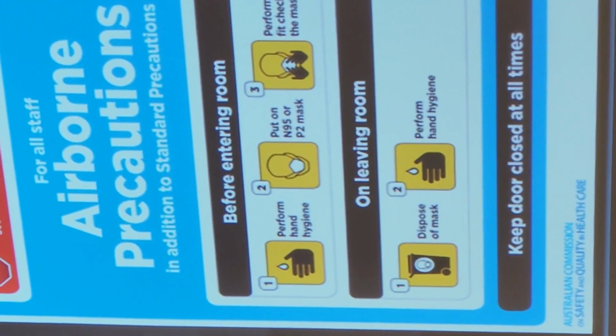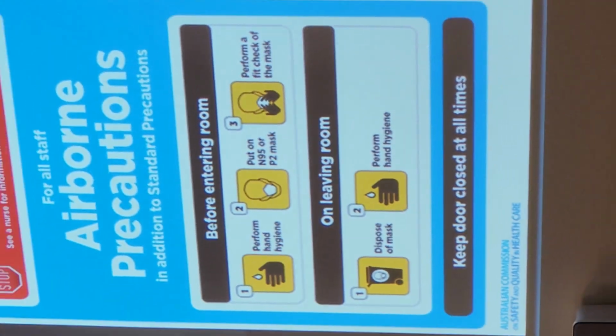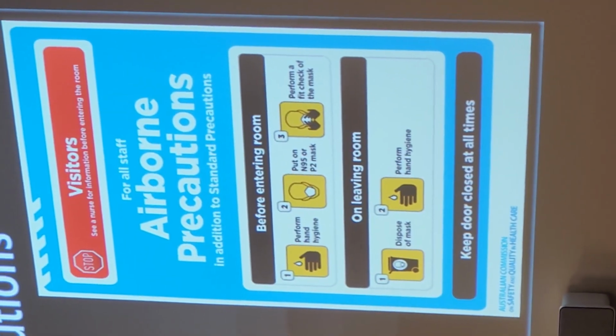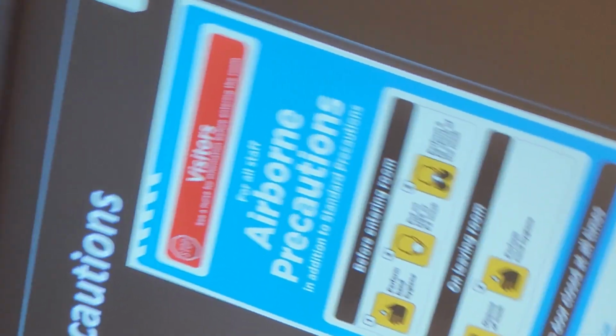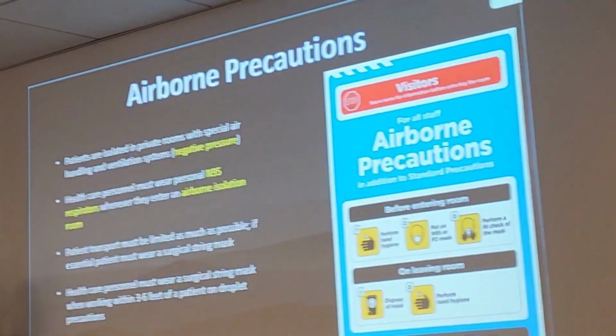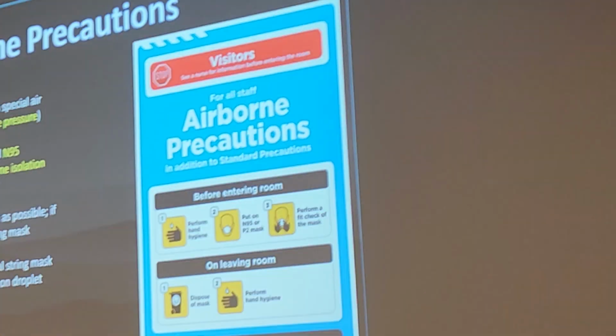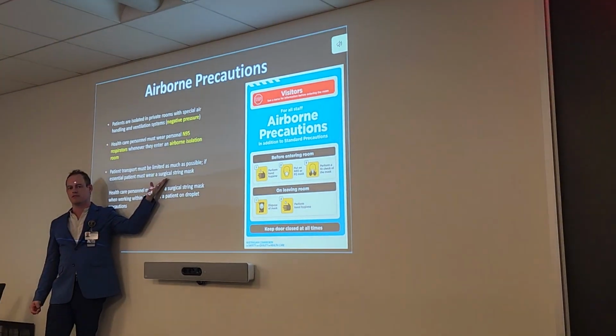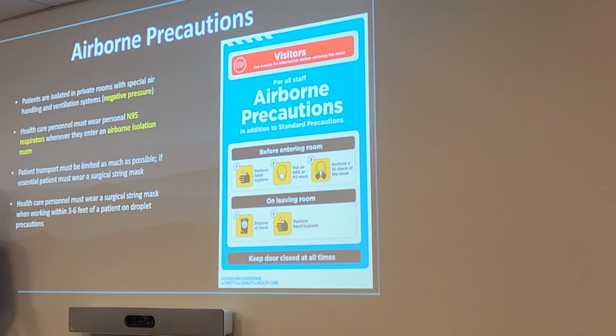Patient transport must be limited as much as possible. If essential, if they're having to be moved around, the patient must wear a surgical string mask, which is kind of ironic that they only require a surgical string mask for the patient, but you as the caregiver need an N95. I think they do it both ways, but at minimum, they want you to use a surgical mask on the patients. Why? I don't know, but that's the rules they set. I don't make the rules.